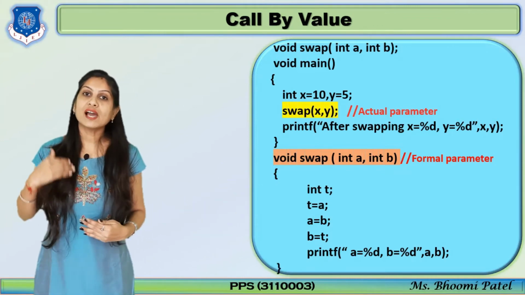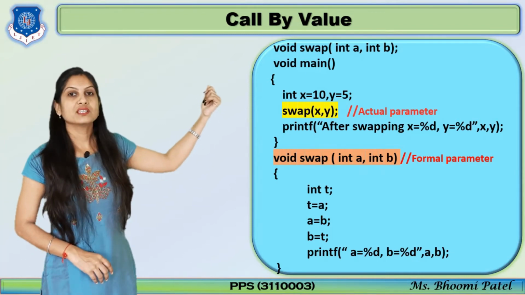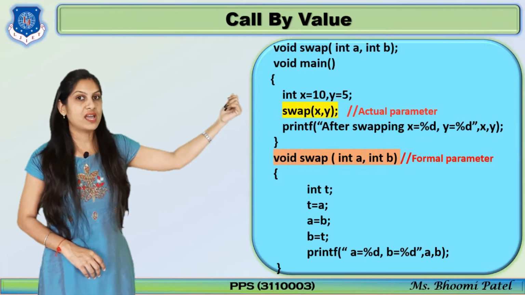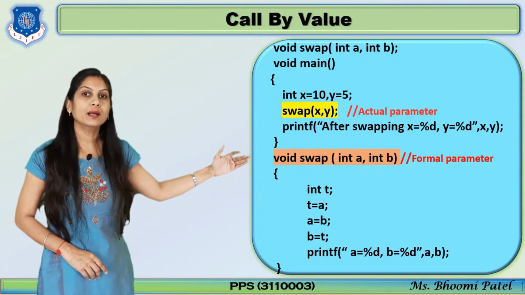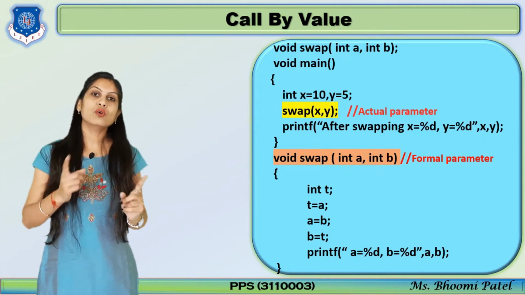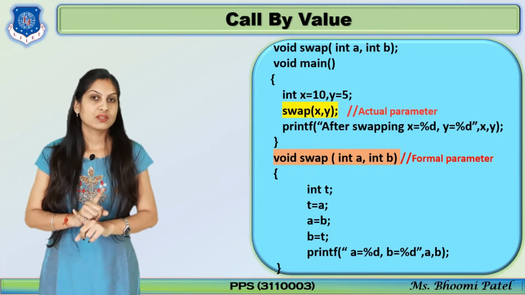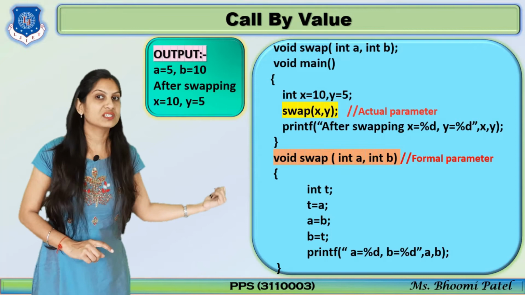Now when we execute this program, what happens? When the function swap(x, y) is called, the x value 10 will be copied in a, the y value will be copied in b, and the cursor moves to our function, and the values of a and b will be swapped. So the output is a equals 5 and b equals 10.